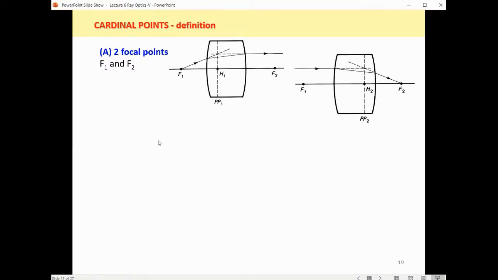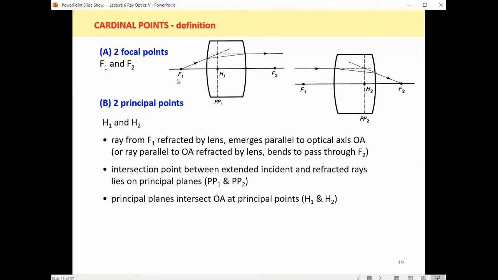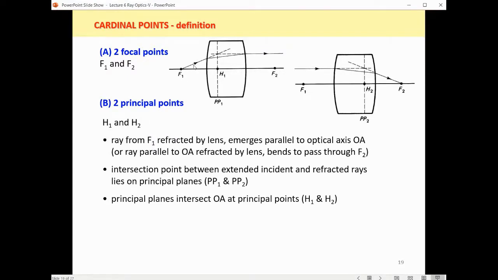Here we define the cardinal points. Firstly, let's define the 2 focal points. A ray that is at an inclined angle coming from the first focal point will enter the thick lens, get refracted and exit parallel to the optical axis. So projecting back the exit ray and the incident ray, they will meet at this point. Drawing a normal line from this intersection point that passes through the optical axis, that's where we locate the first principal point.